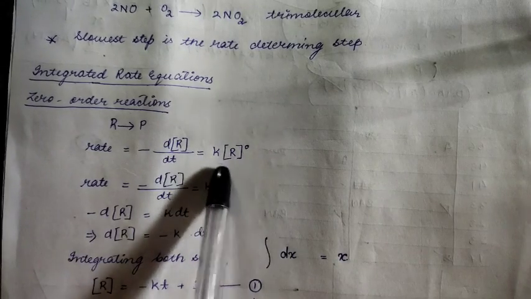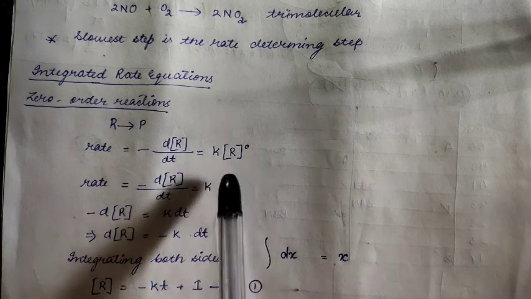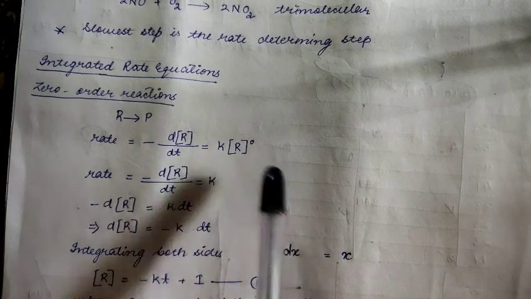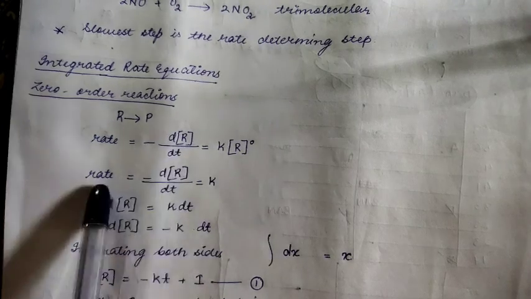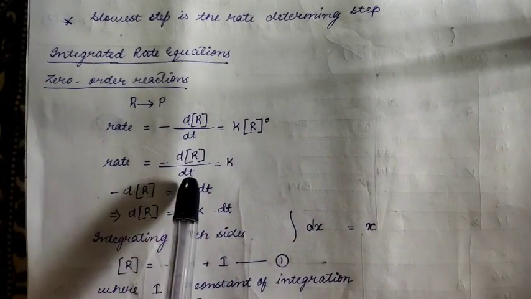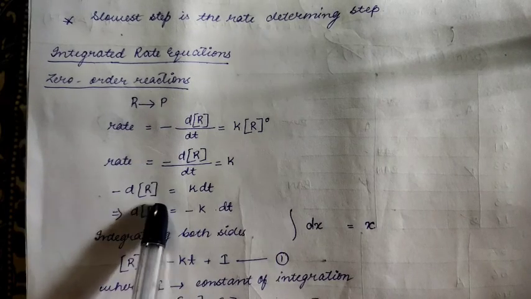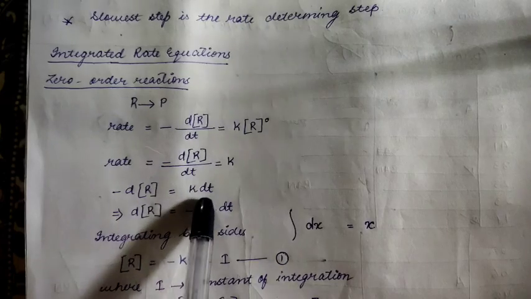So the rate law is determined based on the concentration of the reactants raised to the power order. Clear? Anything raised to the power 0 is 1, right? So K into 1 is equal to K. Other things are the same here. Now bring the dt to that side, near K. So you are left with the differential of the concentration of R, d[R], equal to K dt.